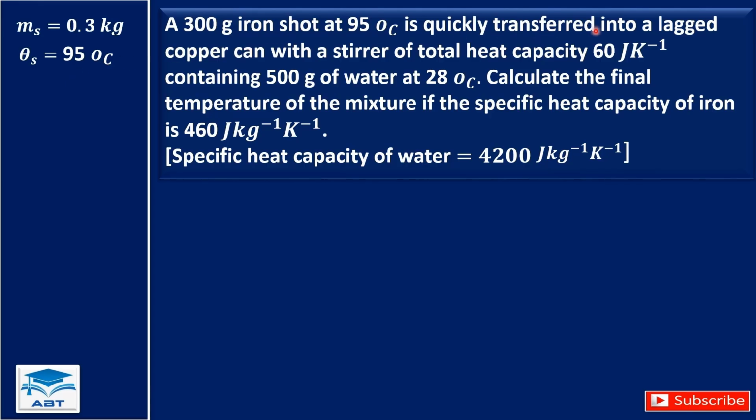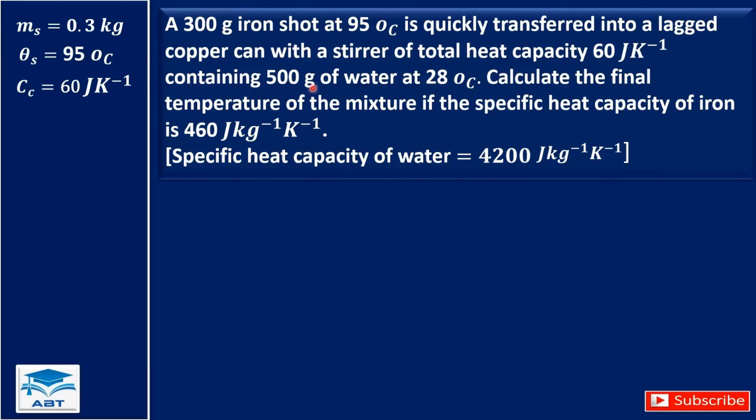Is quickly transferred into a lagged copper can, that is the calorimeter, with a stirrer of total heat capacity of 60 joule per Kelvin. So that is the heat capacity of the calorimeter, not the specific heat capacity. It means the mass is not needed. The mass of the calorimeter is not needed in this experiment. That is why we have the unit to be joule per Kelvin and the kilogram did not appear. So we are not going to use the mass of the calorimeter in our calculation, so we don't need it.